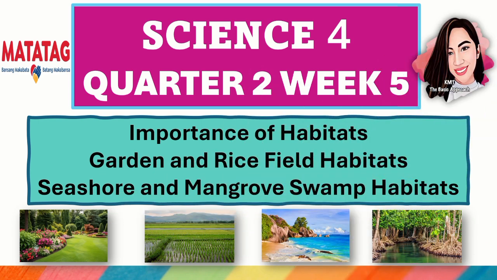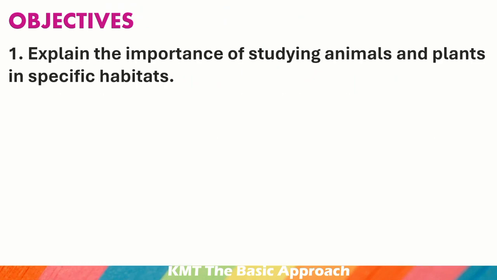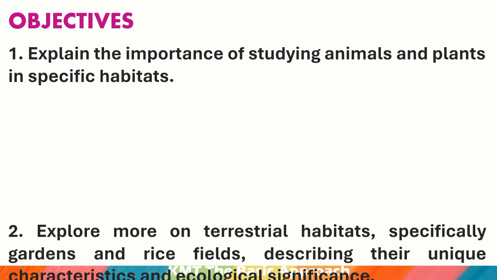Today, we will learn about importance of habitats, garden and rice field habitats, seashore and mangrove swamp habitats. Here are the possible objectives for today's lesson. Number 1. Explain the importance of studying animals and plants in specific habitats.